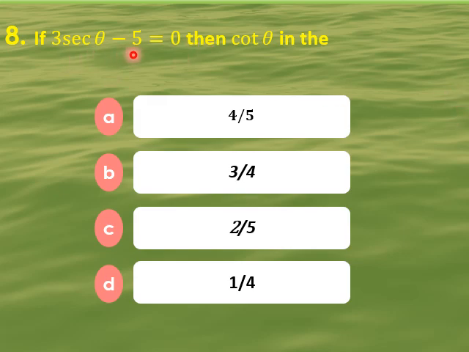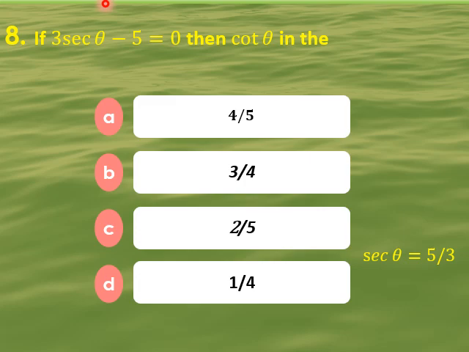If 3 sec theta minus 5 equals 0, then we need to find cot theta. We know that 1 plus tan square theta is sec square theta, so we can get tan theta from this expression. Once we get tan theta, cot theta is 1 over tan theta. So we will first solve this and get sec theta, then using the identity we will get tan theta, then cot theta we can get.